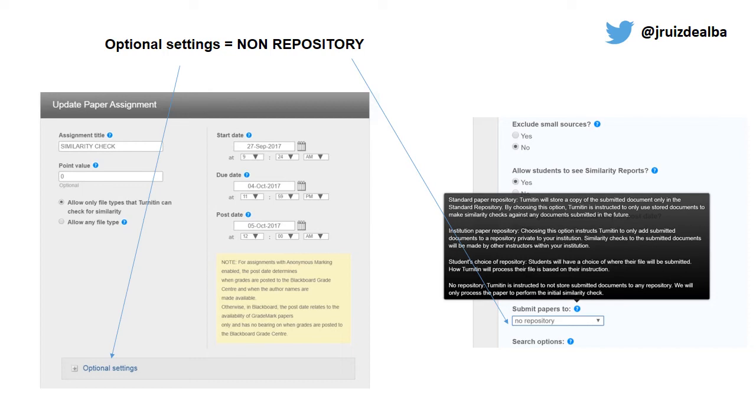So it means that the similarity report will run for this specific manuscript and will give you the similarity report, but it will not be stored anywhere. What does it mean? That there is no problem of collusion in the future.